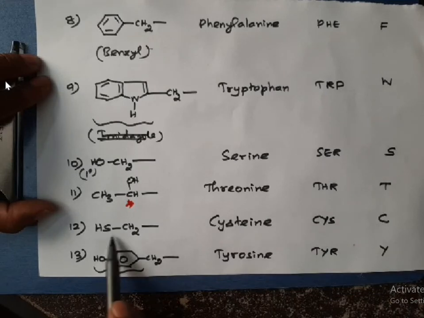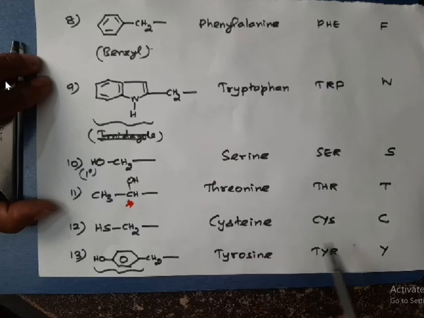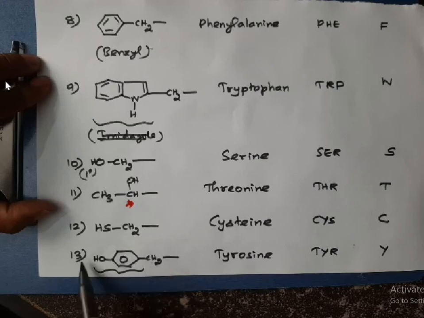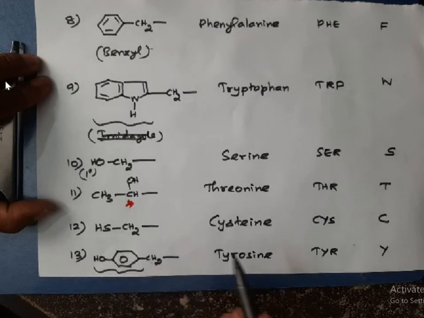Then here we have methyl thiol, CH2SH. If this group is present as the R group, you'll get an amino acid called cysteine. The abbreviation is CYS and the symbol is C. Then if the R group is a phenolic group, I have a CH2 group attached to the para position of the phenolic compound, and this group is attached to the alpha carbon of the amino acid. That amino acid is called tyrosine. Tyrosine's abbreviation is TYR, symbol is Y.